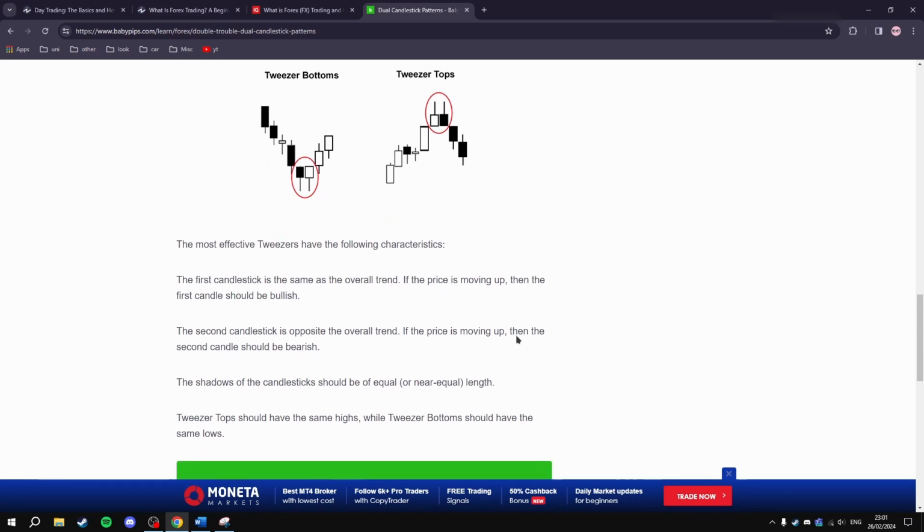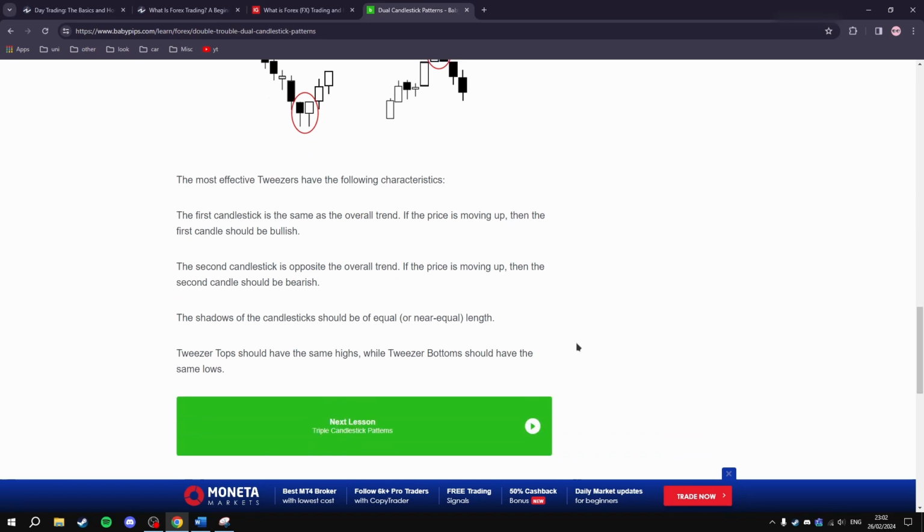The first candlestick is the same as the overall trend. If the price is moving up, then the first candle should be bullish. The second candlestick is opposite the overall trend. If the price is moving up, then the second candle should be bearish. The shadows of the candlestick should be of equal or near equal length. Tweezer tops should have the same height, while tweezer bottoms should have the same lows.